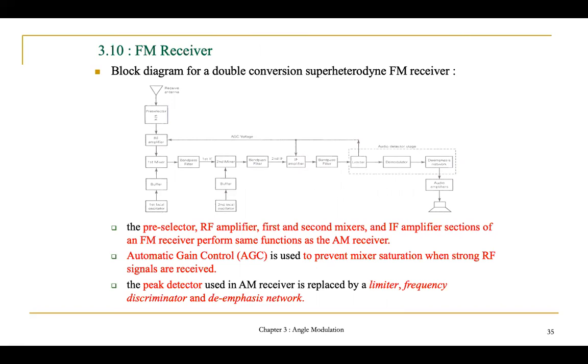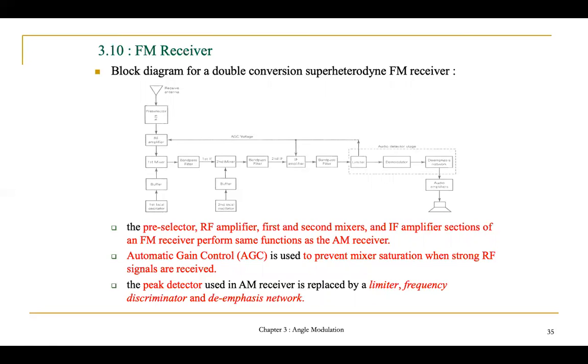Okay, subchapter 3.10 is FM receiver. This is the block diagram for a double conversion superheterodyne FM receiver. It consists of the pre-selector, the RF amplifier, the first and second mixer, and the IF amplifier.